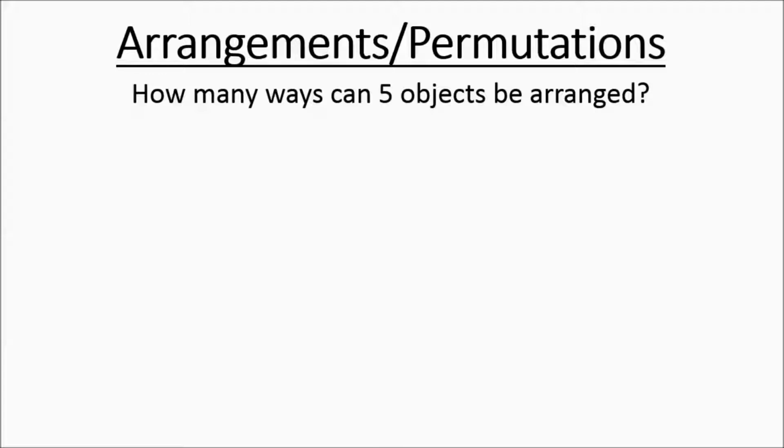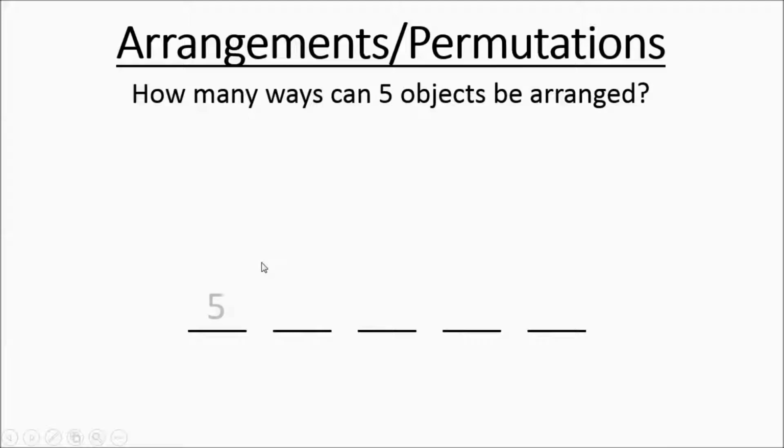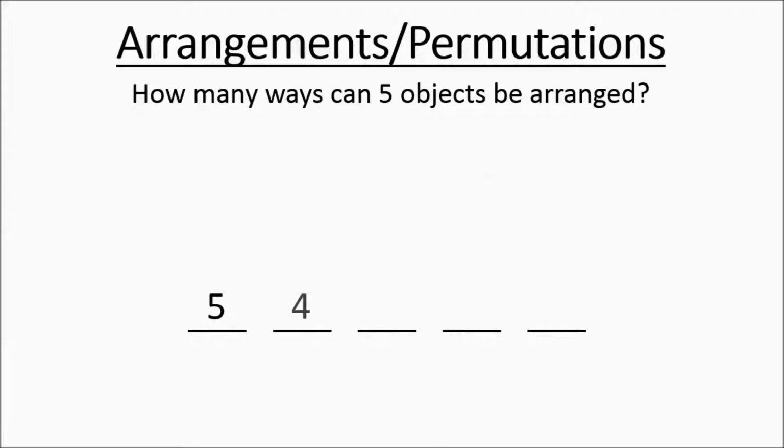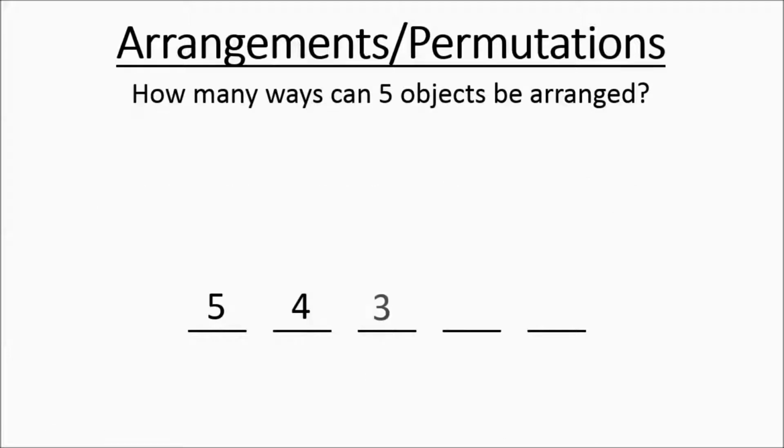So what we want to do is lay out 5 spots. So we have the first spot, the second spot, and so on. How many choices do we have for the first spot? Well, if we have 5 objects, we have 5 choices for the first spot. After we pick one of those, how many do we have for the second spot? Well, we'll have 4 left over for the second spot. And then after you pick that, you'll have 3 left over for the third spot. How many objects are available for the third spot? And then how many for the fourth spot? And then how many for the last spot?